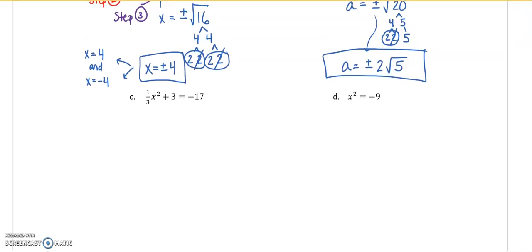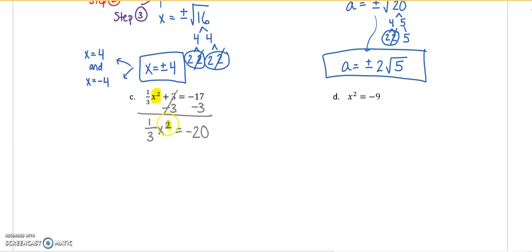Letter C, so same process. I am trying to get x squared alone. That means I got to get rid of the 1/3 and the plus 3. I'm always going to get rid of the plus 3 first. So I subtract 3, and that'll give me, be careful here with these negatives, negative 17 minus 3 is going to be negative 20. Alright, use your calculator to double check if you need to.